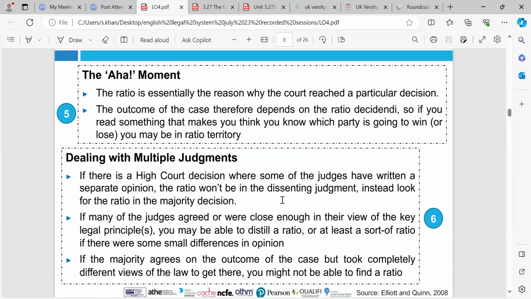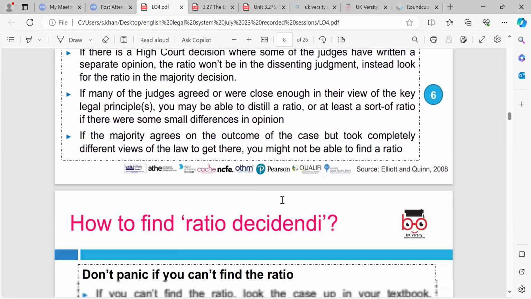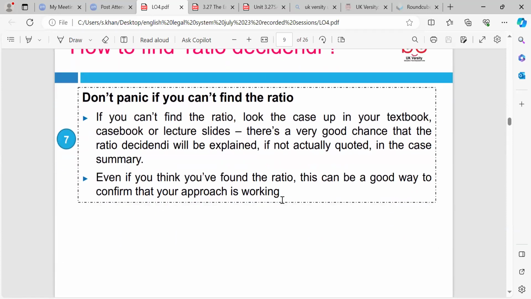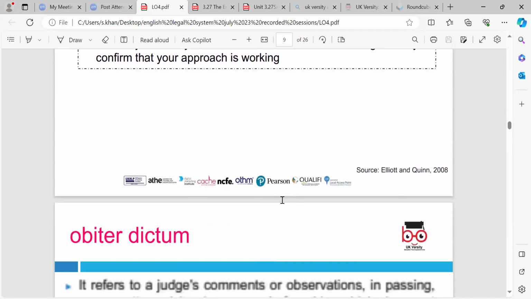How to find ratio decidendi. Obviously, the aha moment, so where the court reached a particular decision. Dealing with multiple judgments as well. This is really important in regards to that. And don't panic if you can't find the ratio.